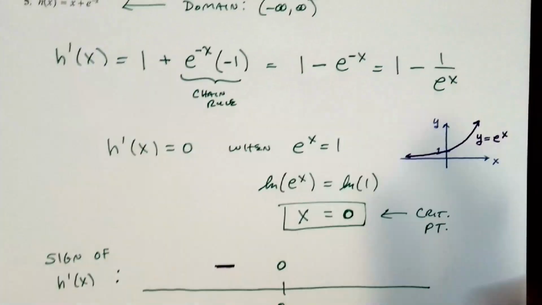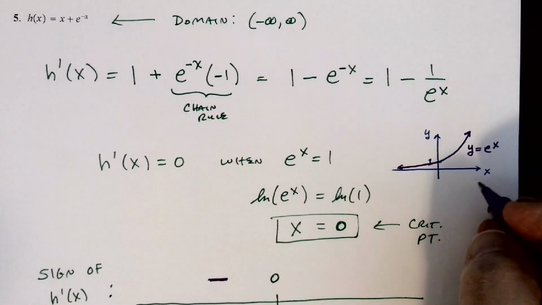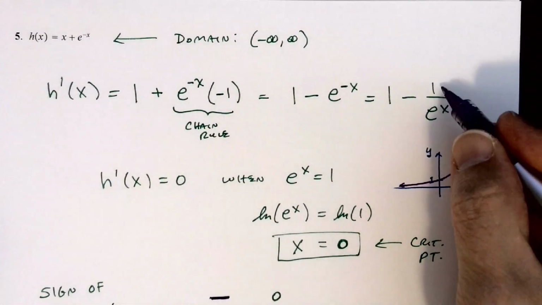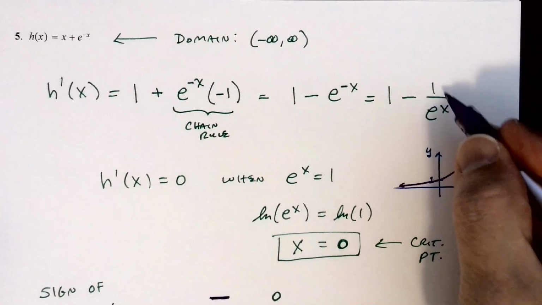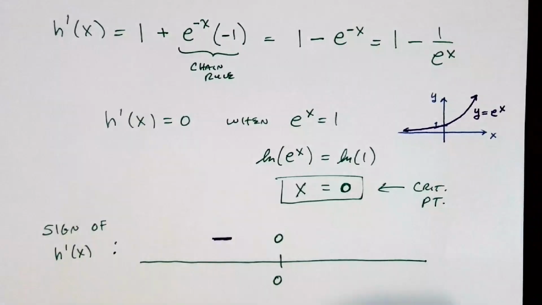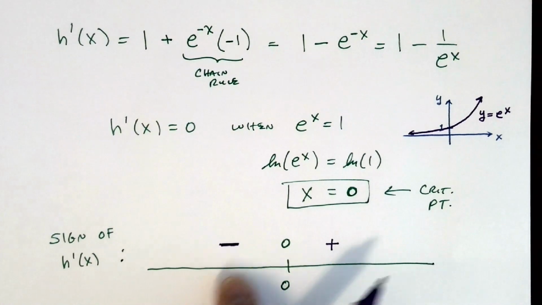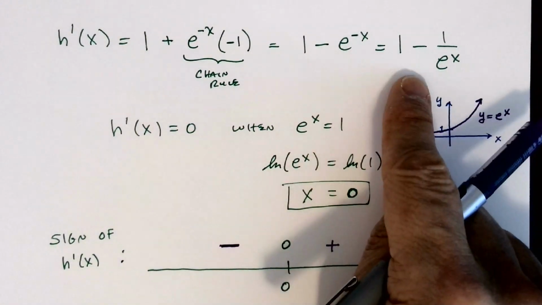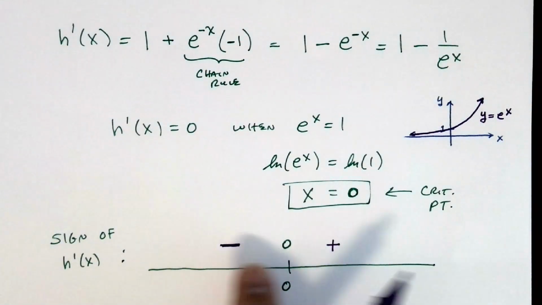For values greater than 0, the value of e to the x is going to be greater than 1. Right? And so I have 1 divided by a number greater than 1. That's a number that's smaller than 1. 1 minus a number smaller than 1 is going to be a positive value. Again, you can just plug in a number into this derivative here. Is it positive or is it negative? Right, to get these signs.